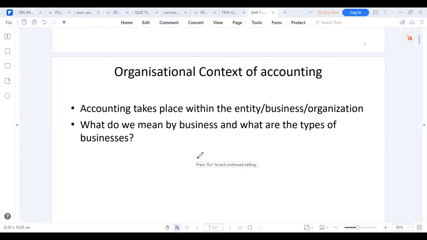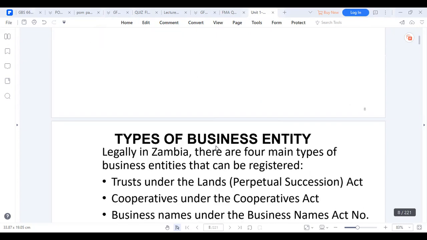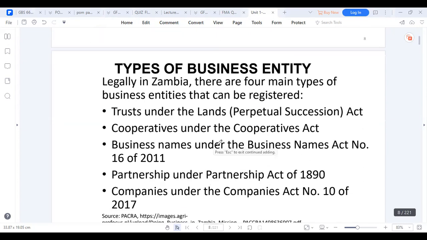So what do we mean by businesses, and what types of businesses do we have? So we have several types of businesses, starting from companies, partnerships, and sole proprietorship. All these are within the 4 legal frameworks that we have in Zambia. We have what we call the Partnerships Act of 1980. We also have what we call the Companies Act, Cap 388 of the laws of Zambia. We also have what we call the Cooperatives Act and trusts under the Lands or Perpetual Succession Act. So these ones are the legal framework under which these institutions will operate.